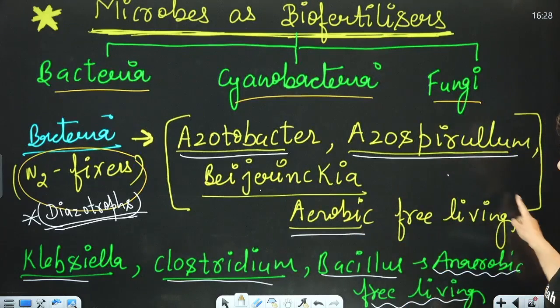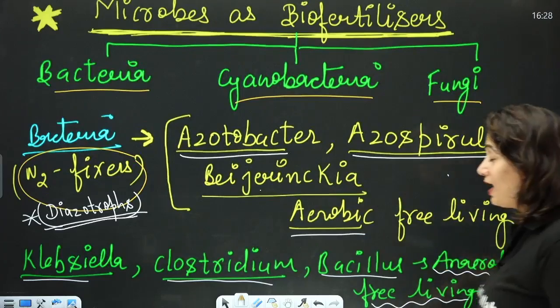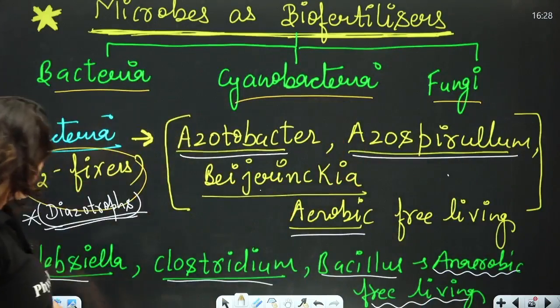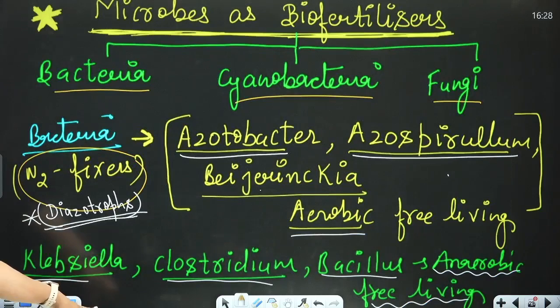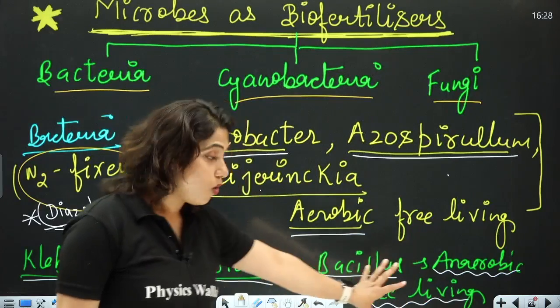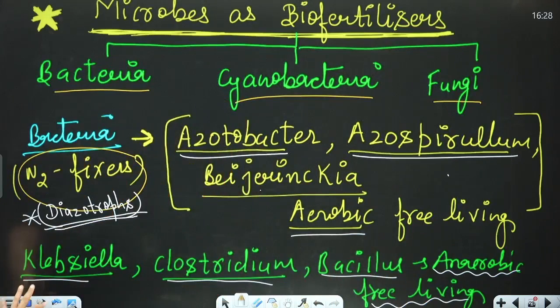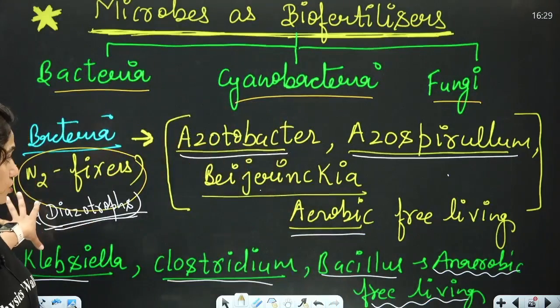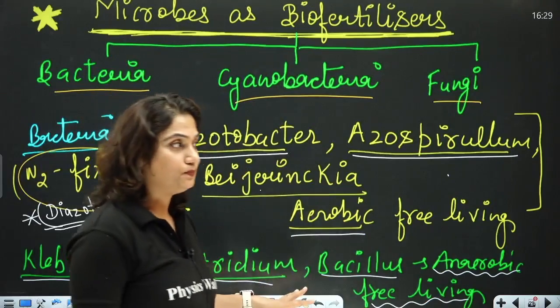They are present in the free living condition in the soil and fix nitrogen. Then Klebsiella, Clostridium, Bacillus, all three of them are anaerobic bacteria which are present in the soil in free living condition and fix nitrogen. So a direct question comes.